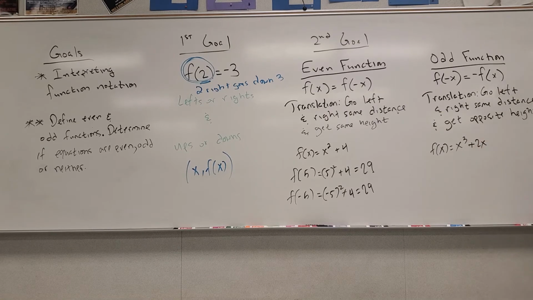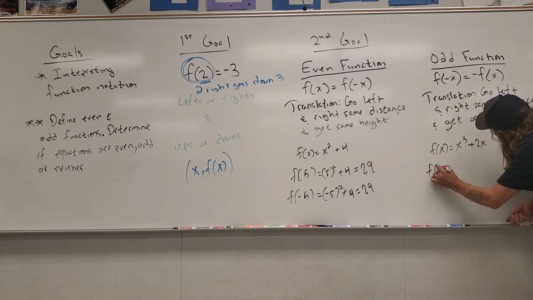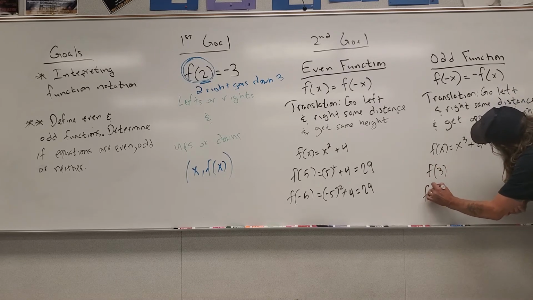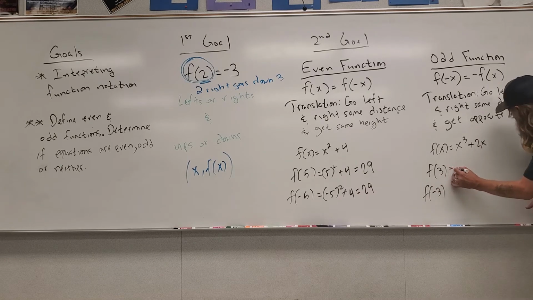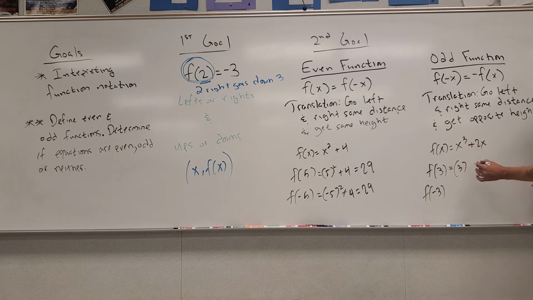All right, so we'll pick small numbers for this one because I'm cubing it, right? I'm multiplying it by itself 3 times. So we'll go to the right 3 and we'll go to the left 3. If I go to the right 3, that means that I'm multiplying 3 by itself 3 times. So 3 times 3 is 9, one more 3 is 27. Here I have 27 plus 6, and that's going to take me to 33. If this is in fact an odd function, then this value should be -33.